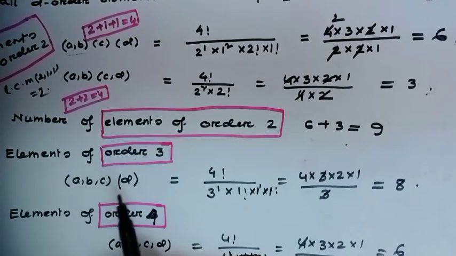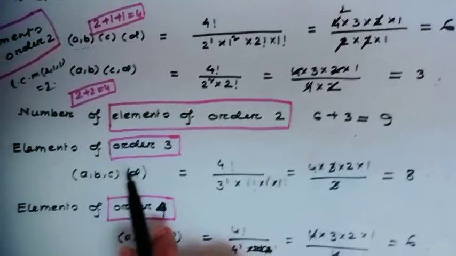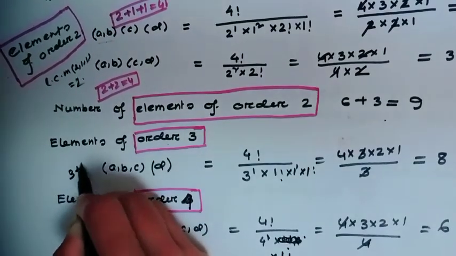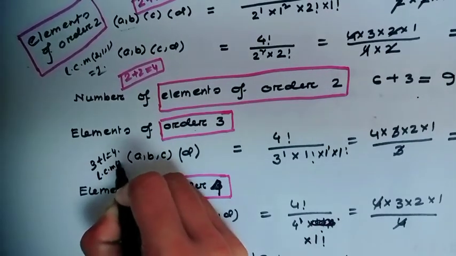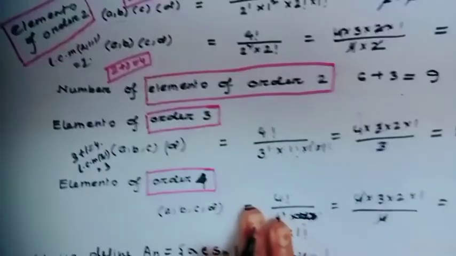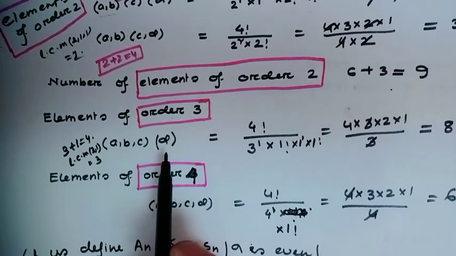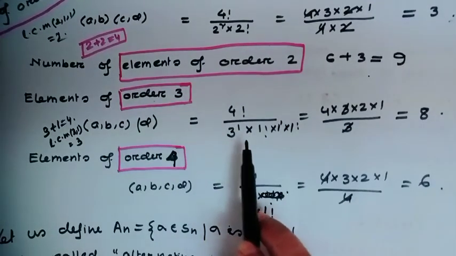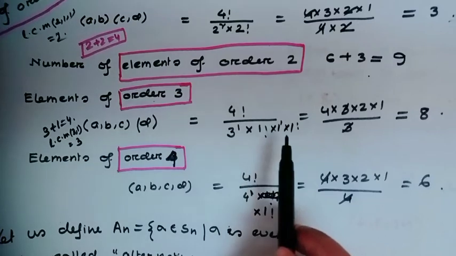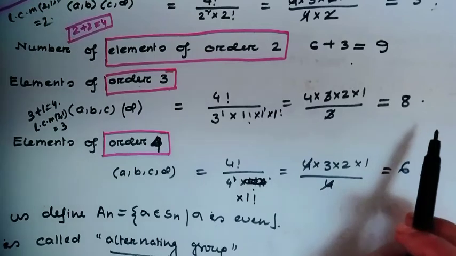Similarly, the number of elements of order 3: the partition is 3 plus 1 equals 4, and the LCM of 3, 1 equals 3. That means here the number of 3 cycles is 1 and the number of 1 cycles is 1. So the formula is 4 factorial over 3 to the power 1 times 1 factorial times 1 to the power 1 times 1 factorial. After calculating, the value is 8.